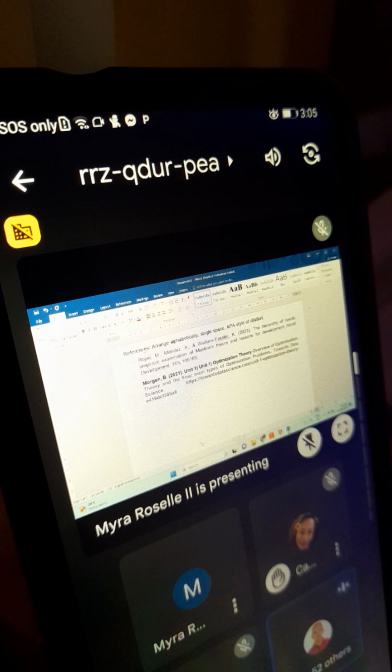Okay, the first one was optimization. If your anchor theory is Maslow's theory of needs, since you are a BSBA student, you have to have a lot of readings in your review of related literature that support and further explain your theory.